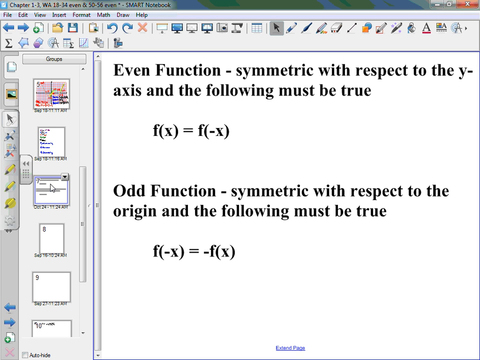Okay, an even function is symmetric with respect to the y-axis, and the following must be true. F of x has to equal f of negative x. An odd function is symmetric with respect to the origin, and the following must be true. F of negative x is equal to negative f of x.